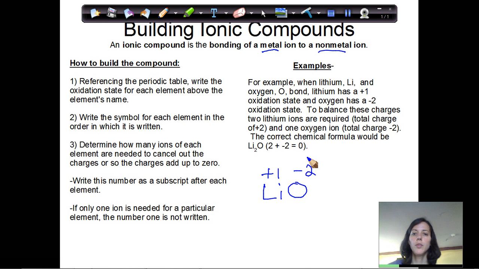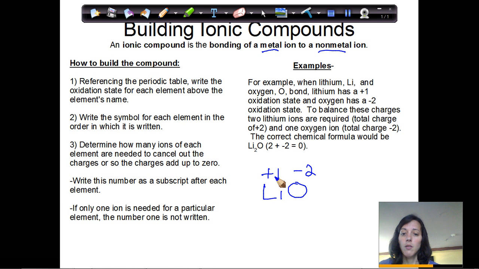So when you are building an ionic compound, each lithium atom is giving up 1 electron and each oxygen atom is taking 2. And when you're all said and done, they need to have given up and taken an equal number. Otherwise, you've created or destroyed electrons, which we just can't do. So to do that, we need to cancel out these charges, or essentially when you add them together with the number of each ion, it needs to add up to 0.